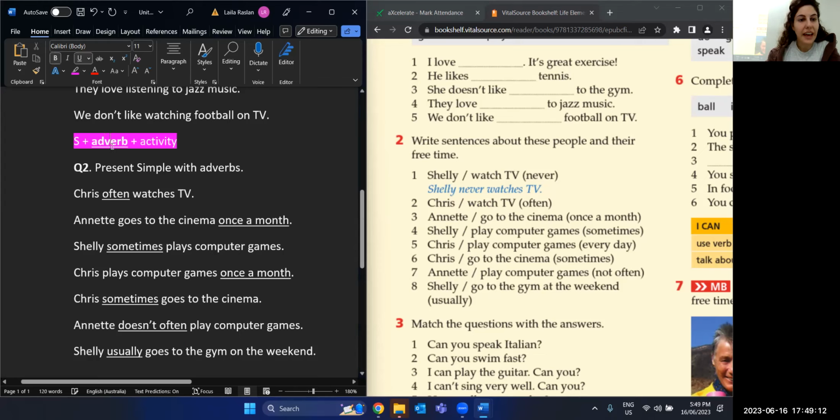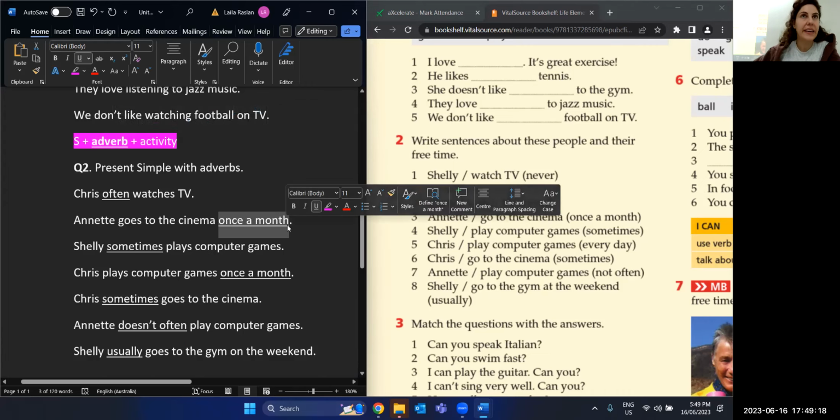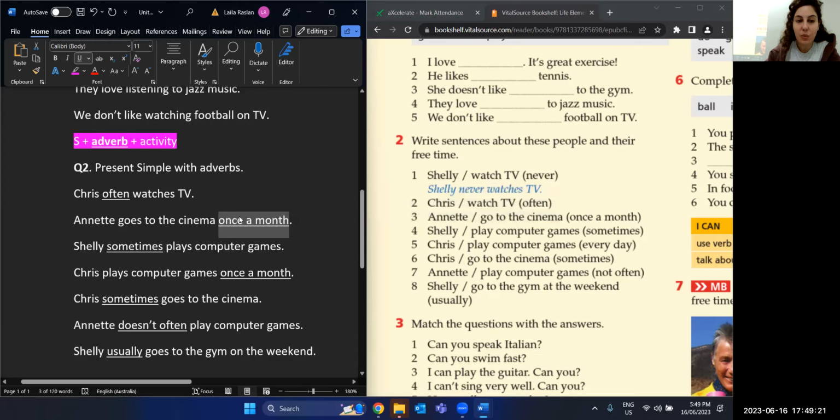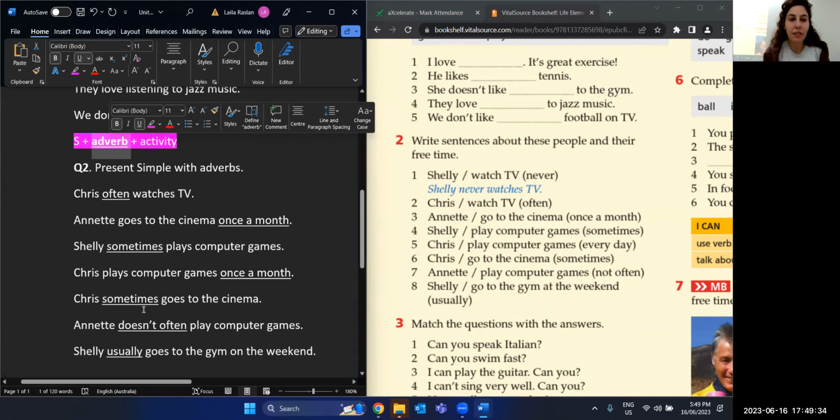So always think of putting the adverb here after the subject before the activity. But for once a month, once a week, once a year, or every, if it has the word every summer, every winter, leave it at the end. But most of the time, the adverb will go here. Remember, adverb tells us how often, when, like all the time, always, never, sometimes, occasionally. Can be in the middle or the beginning.